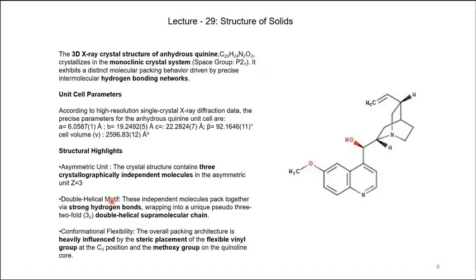Double helix motif: these independent molecules are packed together by strong hydrogen bonding, wrapping into a unique pseudo 3 two-fold axis and double helix supramolecular chain. Conformational flexibility: the overall packing architecture is heavily influenced by the steric placement of the flexible benzyl group in the C3 position and the methoxy group in the quinoline core. That is the structure of anhydrous quinine.